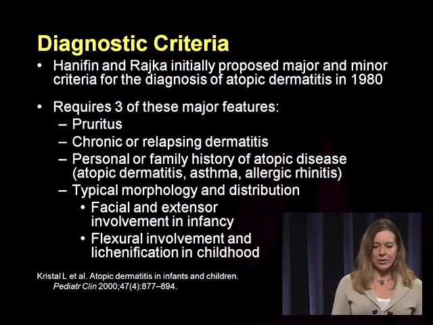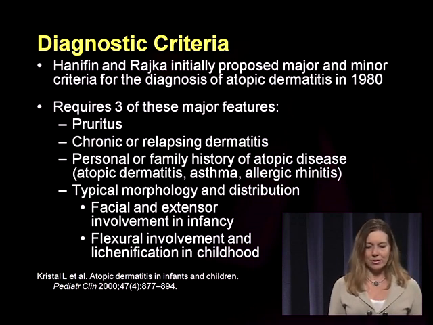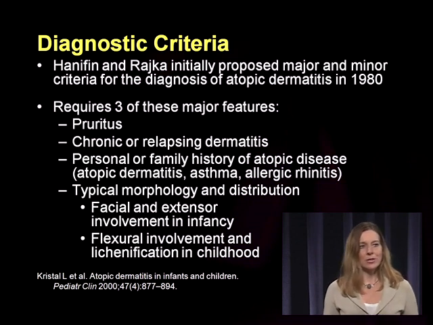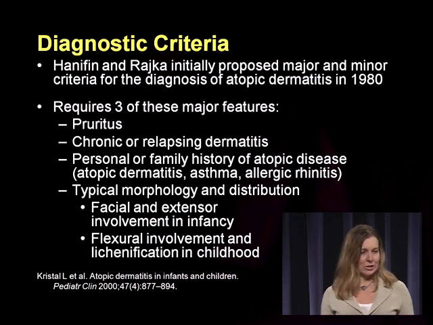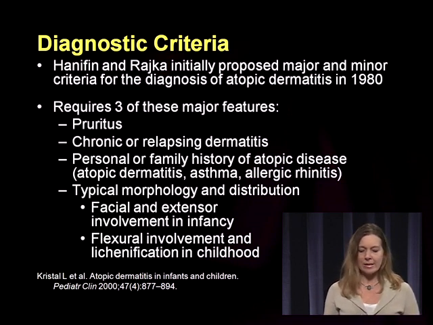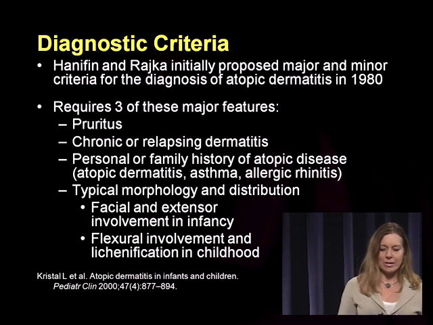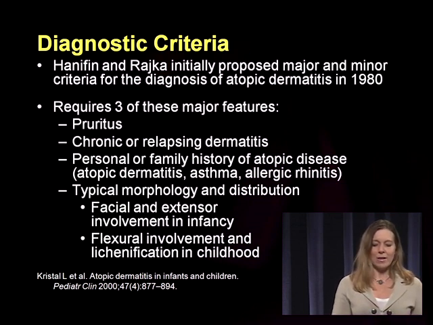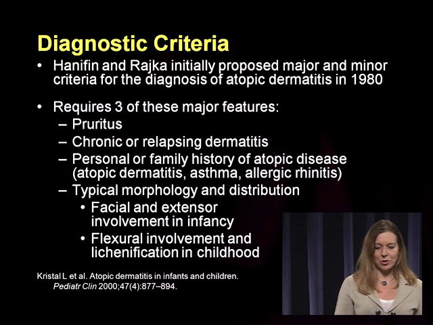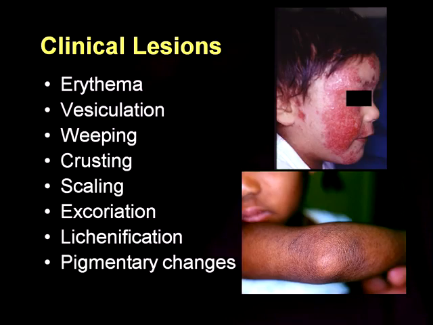Now, the diagnostic criteria of atopic dermatitis, there are some criteria that were proposed more than 30 years ago by Hanifin and Rajka. And there are several major features, and for a diagnosis, you need to have three of these major features, and that would include the itching or pruritus. This should be a chronic or relapsing dermatitis, not just a one-time episode that lasts for a few weeks or a few months. There is generally a personal or family history of atopic disease, and that could either be the atopic dermatitis or asthma or allergic rhinitis. And then a typical morphology and distribution of the skin lesions, and we're going to go through examples of that.